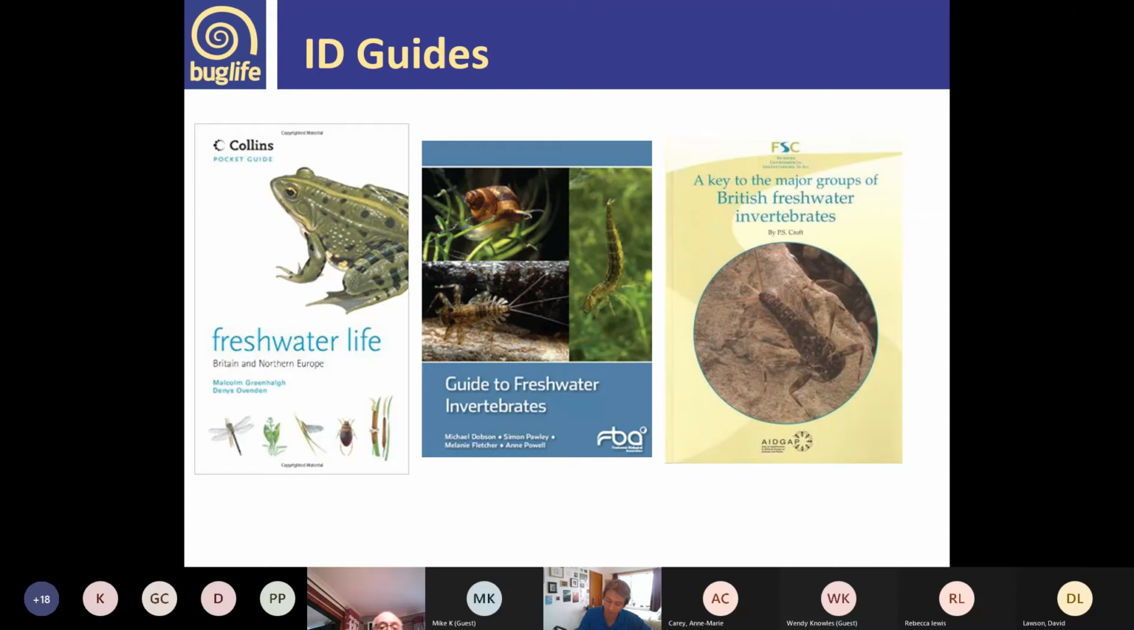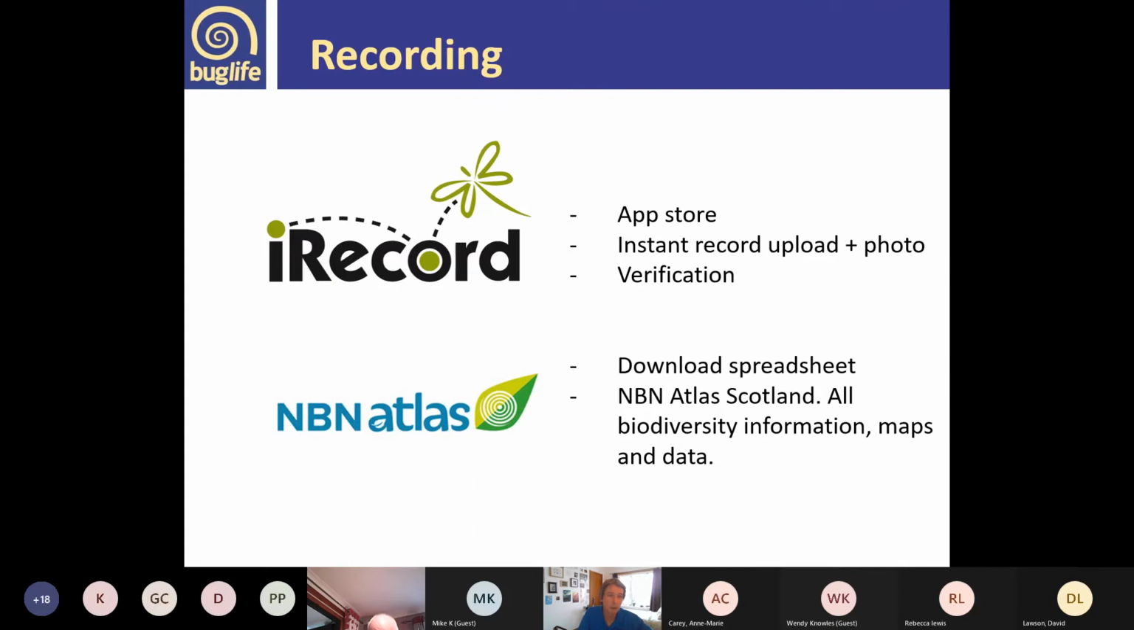In terms of recording, in Bug Life, we always encourage people to use iRecord wherever possible. iRecord is a very useful app that's available to download onto your smartphones from all app stores. The data that you input to iRecord is picked up and verified by various recording schemes nationally, and then subsequently fed into the NBN Atlas, the National Biodiversity Network Atlas. The NBN Atlas is an excellent resource for looking up species information, including status and distributions.